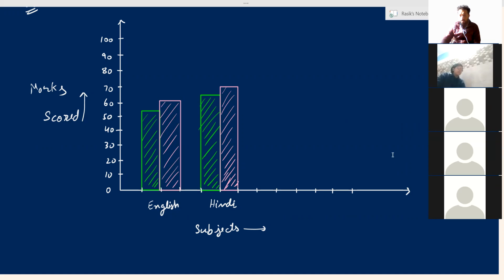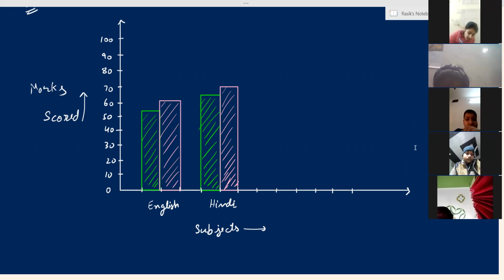Beta, send it in the group. I'm not able to see it here. Please send it in the group. Yes, ended.